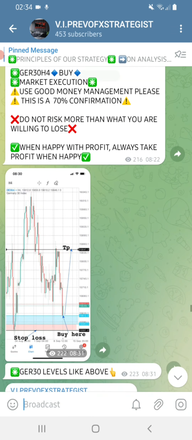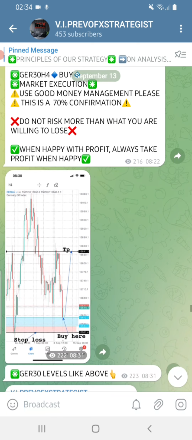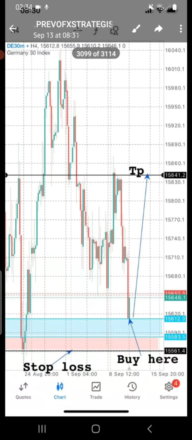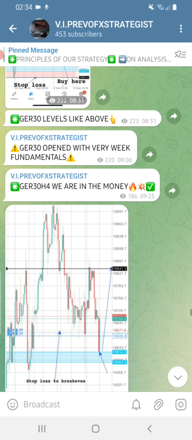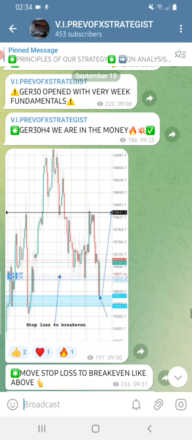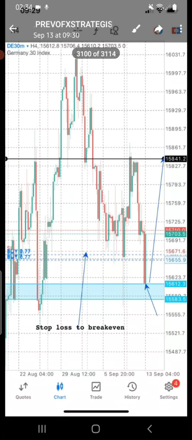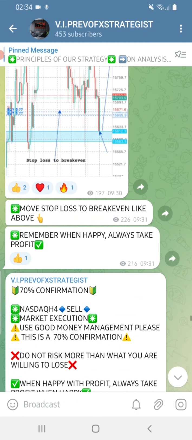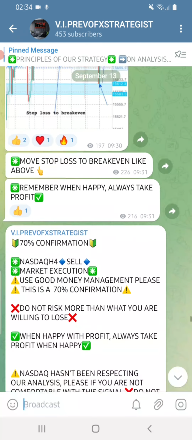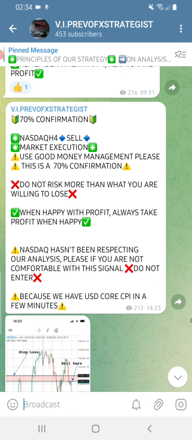Okay, and then we've got a German 30 buy. It was sitting right at the key resistance zone, or we can say it was at the demand zone. So we took our buy there. Immediately after we took our buy, the fundamentals opened very weak. But it managed to go into profit, and then we protected our capital and took off a few layers before the fundamentals kicked in, and then the market went into a sell. So that was the Nasdaq sell.